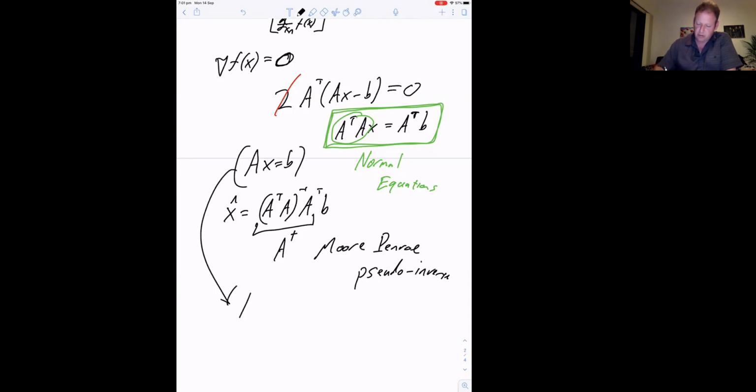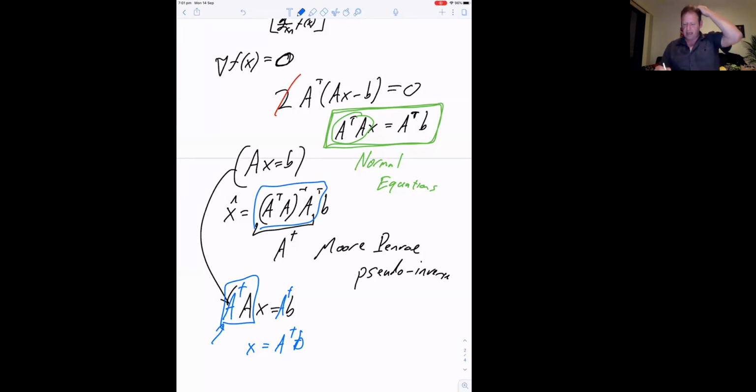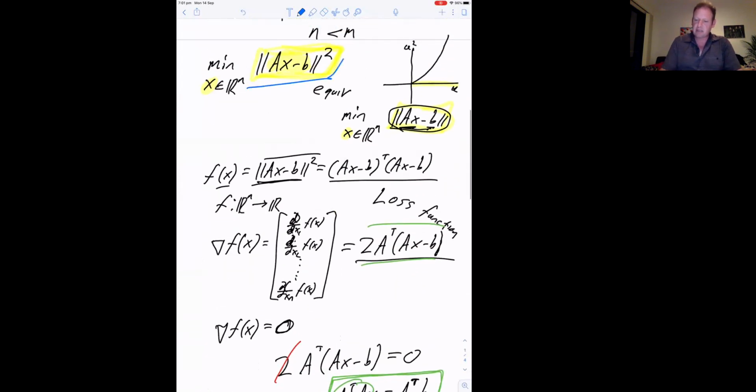So take this system, AX equals B, and I'll multiply on the left by A dagger. Then what I have here is X equals A dagger B, because when you multiply A dagger by A, you just get the identity. So A dagger is a left inverse, and it's a pseudo inverse, and it is what minimizes this sum of squares.